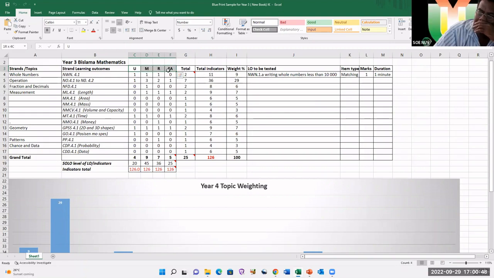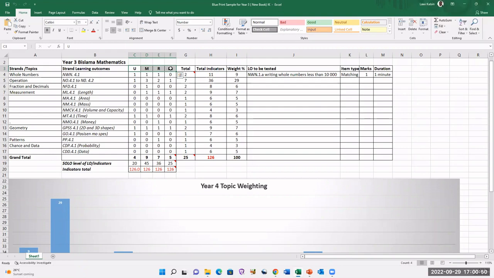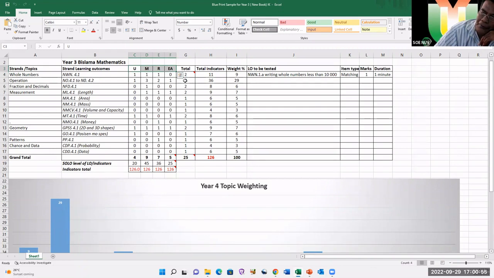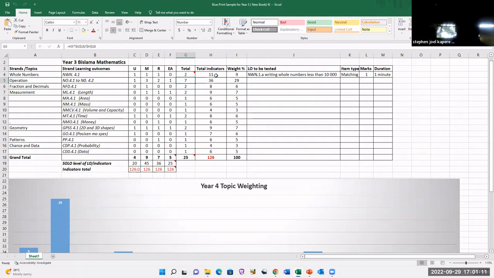If I look here, yes, I look at the SOLO taxonomy levels. Now, every blueprint for mathematics is a proportional blueprint. It might be different for English and other subjects. Mathematics is proportional. What does it mean? It follows the rule of 3. The rule of 3 is a proportional rule.